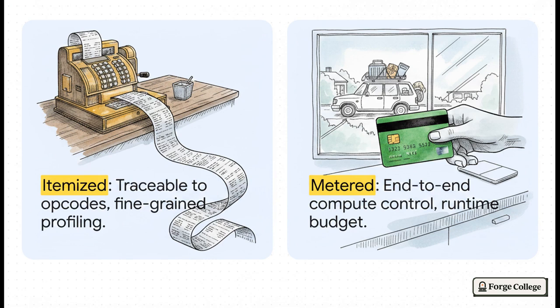Compute units, on the other hand, well, they're like a prepaid debit card you hand over for a road trip. You don't really care if the money went to tolls or snacks, right? You just care about that broad end-to-end budget holding up until you actually reach your destination.